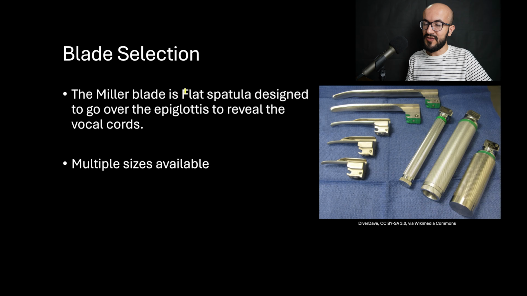The Miller blade, on the other hand, has a flat spatula designed to go over the epiglottis to reveal the vocal cords, and there are multiple sizes available too. So you can see the Miller blades right here.